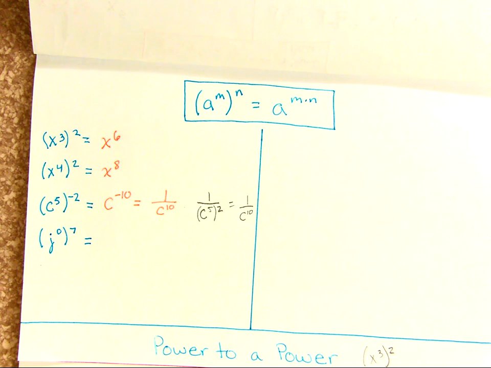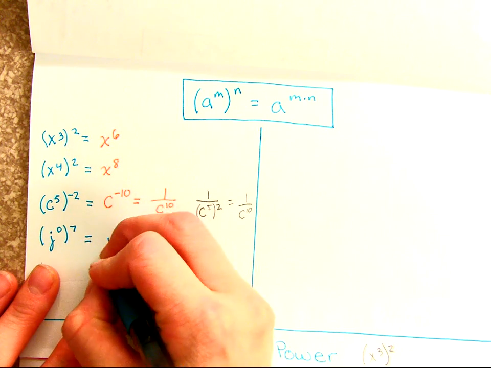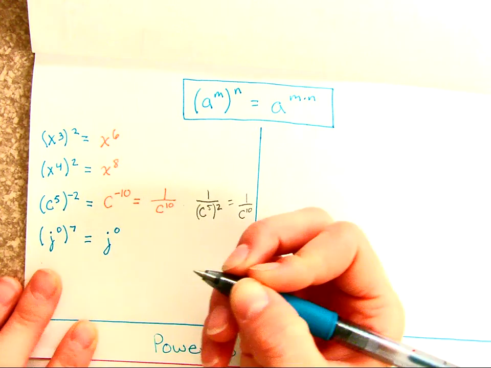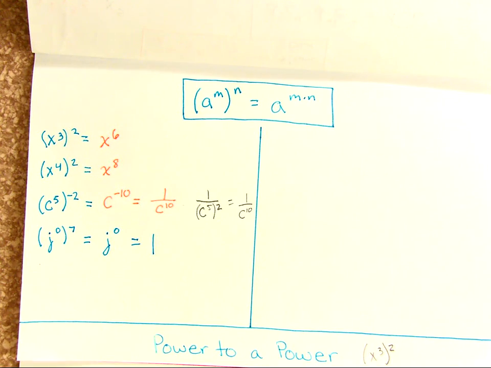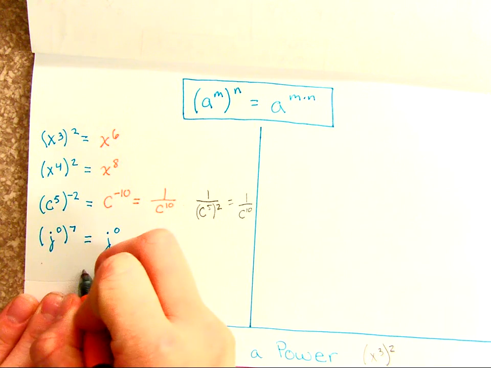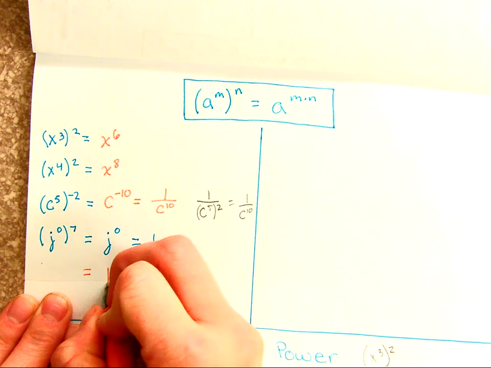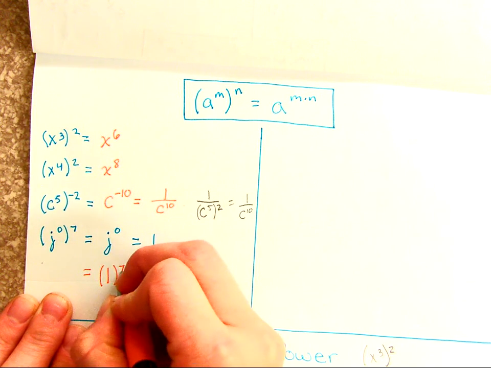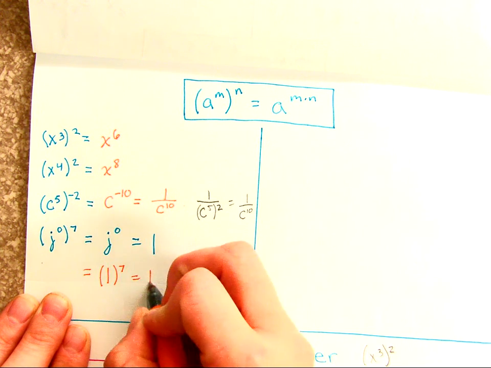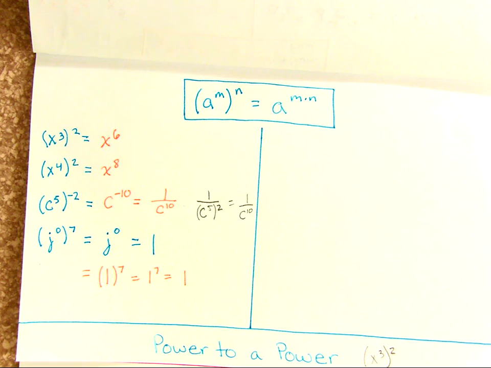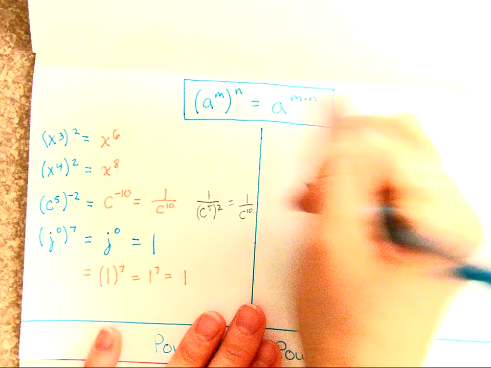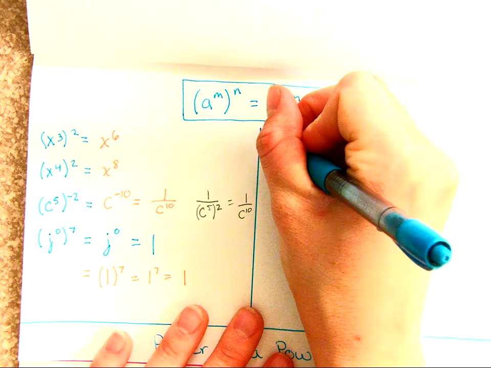So same thing on this next one. There's two ways to look at it. I multiply first, which gives me 0 times 7 is still 0. And then I know anything to the power of 0 is just 1. Realize we also could have changed j to the power of 0 as being 1 first, all to the power of 7. 1 to the power of 7 is still just 1. So either way, same answer. The answer is 1, right? All right, let's look at a couple more complicated examples over here.